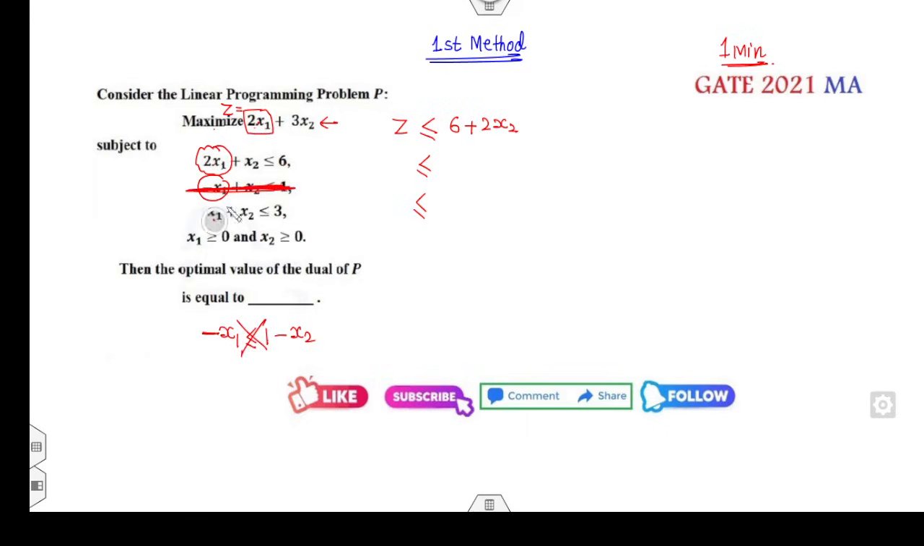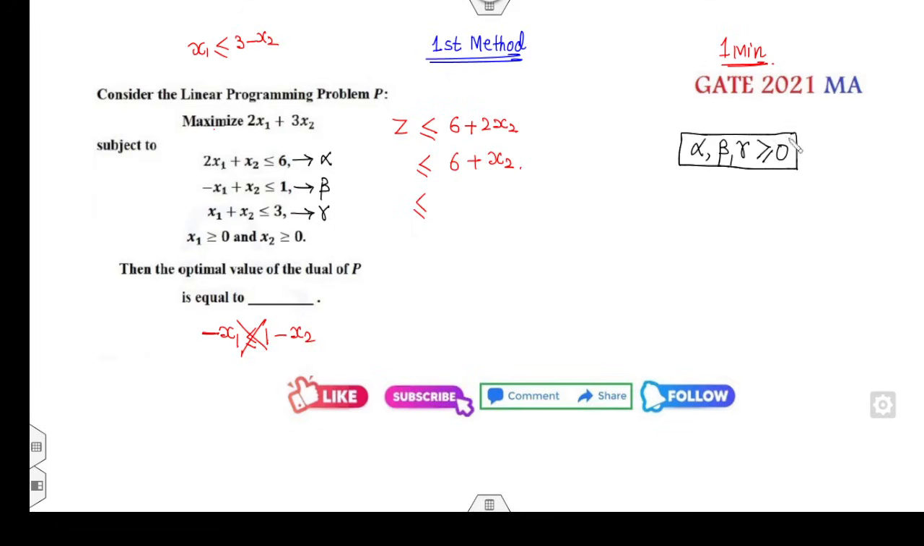I can find the value of x1. x1 is my 3 minus x2. I can substitute in the given value of z. You will get 6 plus x2. I can multiply by 2 and so on. तो तीसरा तो रह गया ना आपके पास. Fine. Then how can you do that? Either you can multiply, you can choose any alpha, beta and gamma. You can choose any alpha, beta and gamma, but make sure they are 0 or positive.